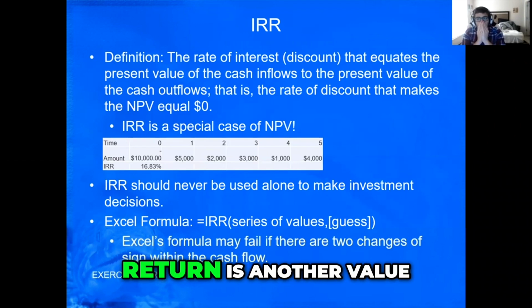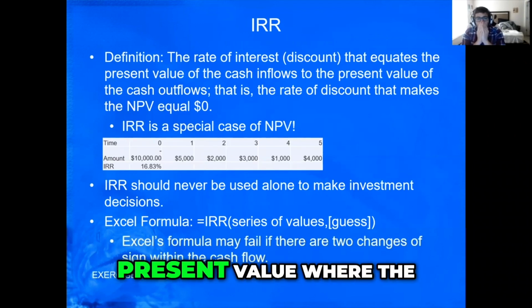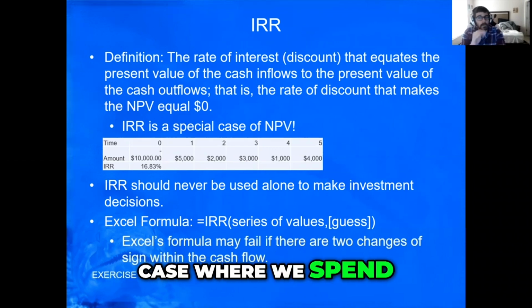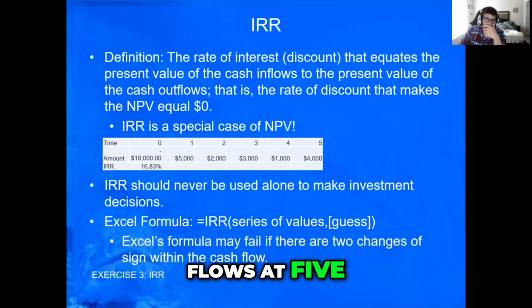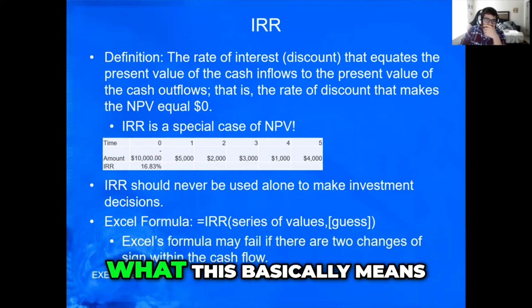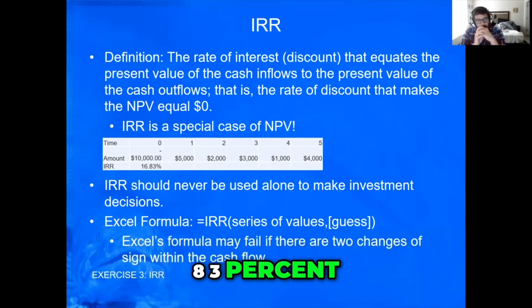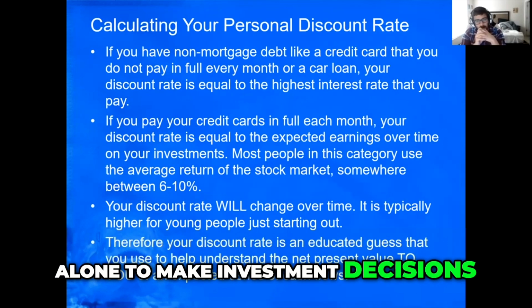The internal rate of return is another value you may have heard. It is a special case of the net present value where the NPV equals 0. Here we have a case where we spend $10,000 in year 0 and receive a stream of cash flows of $5,000, $2,000, $3,000, $1,000, and $4,000 at the end of each year. Our internal rate of return is 16.83%. What this basically means is if my discount rate is 16.83%, my net present value is 0. Internal rate of return should never be used alone to make investment decisions.